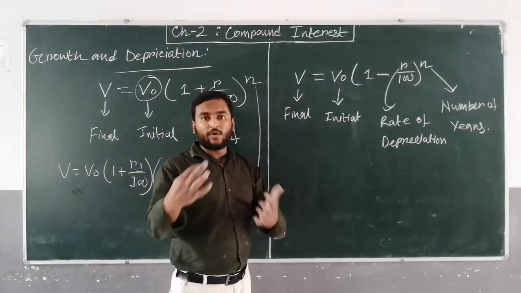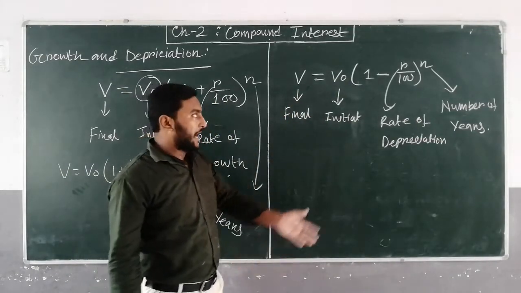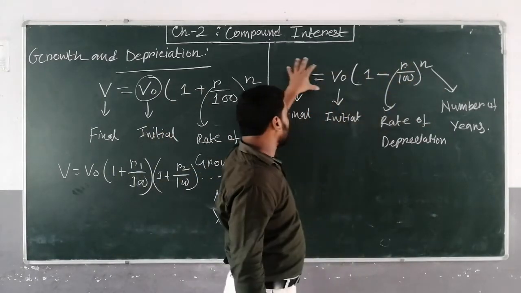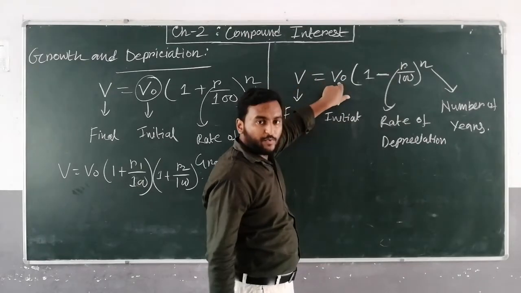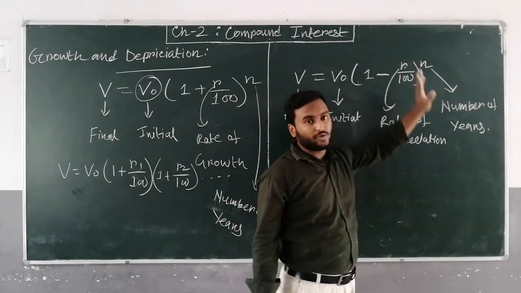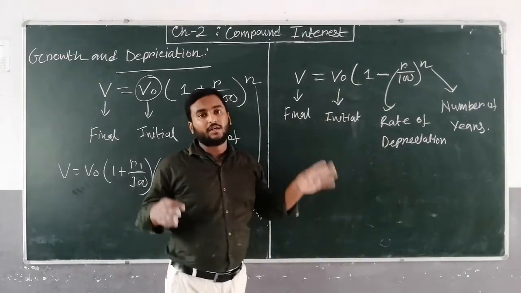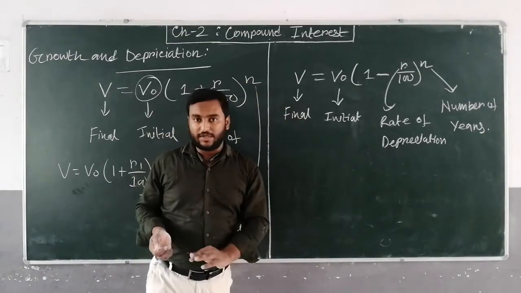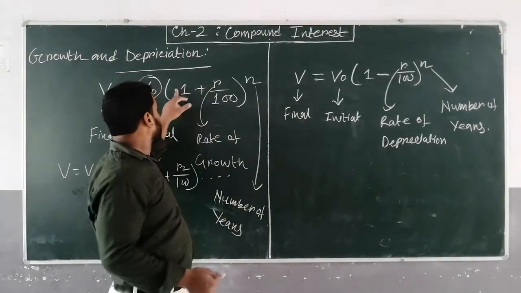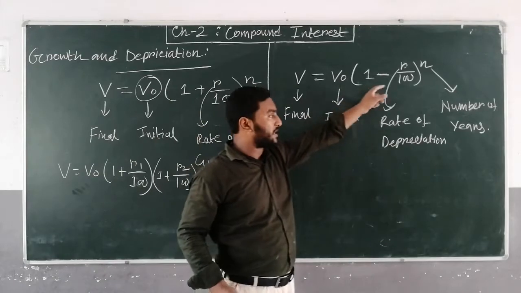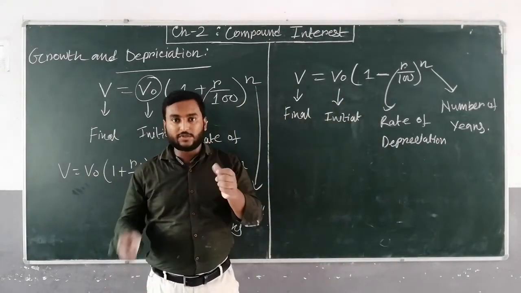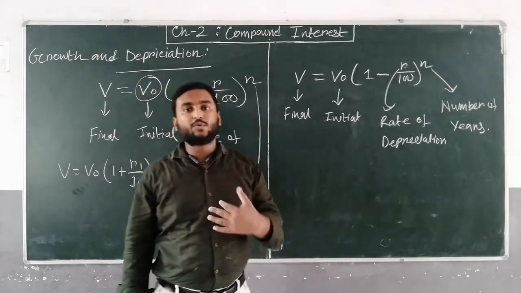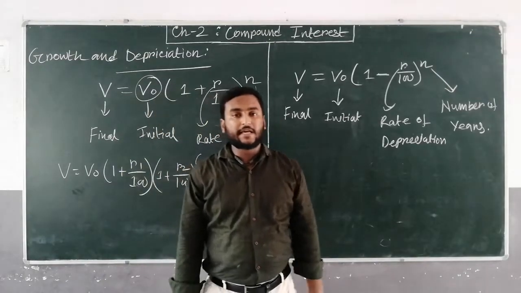Suppose the population of Sambal is decreasing day by day at R% per annum. After n years, the population will be V naught, the present population, into 1 minus R upon 100 to the power n. So this is the formula for depreciation. This is all about the concept of growth and depreciation. In case of growth, you will use plus here, and in case of depreciation, you will use minus. These are the formulas that you have to use to solve the problems in exercise 2.3.